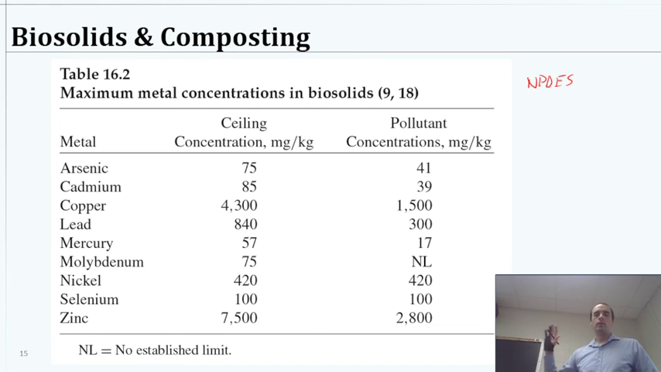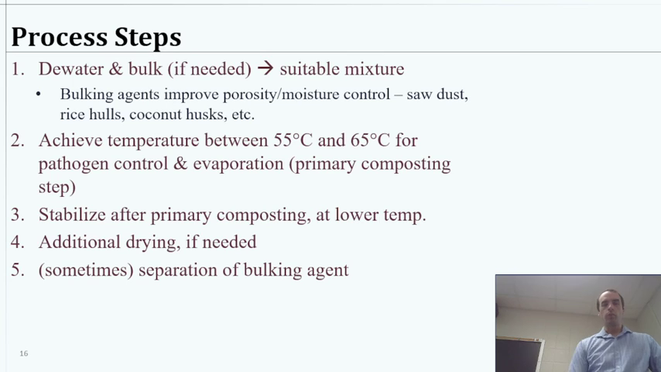And I think assessing both of those, then we have some ultimate limit of, okay, you can never apply more than such amount to a particular plot of land.